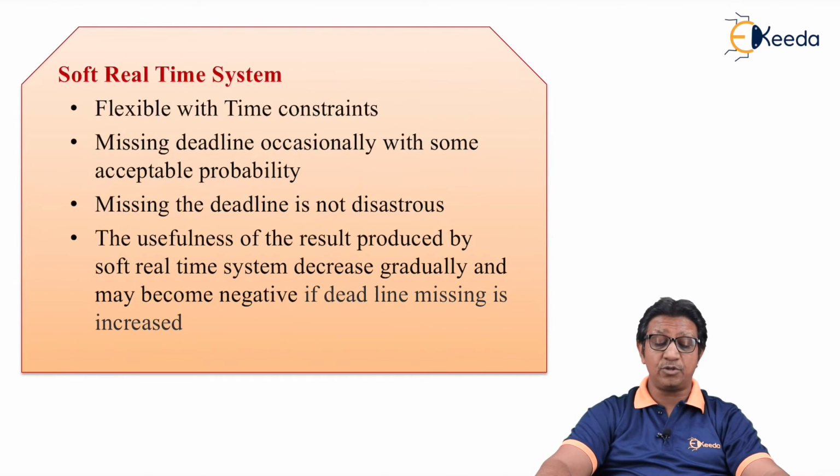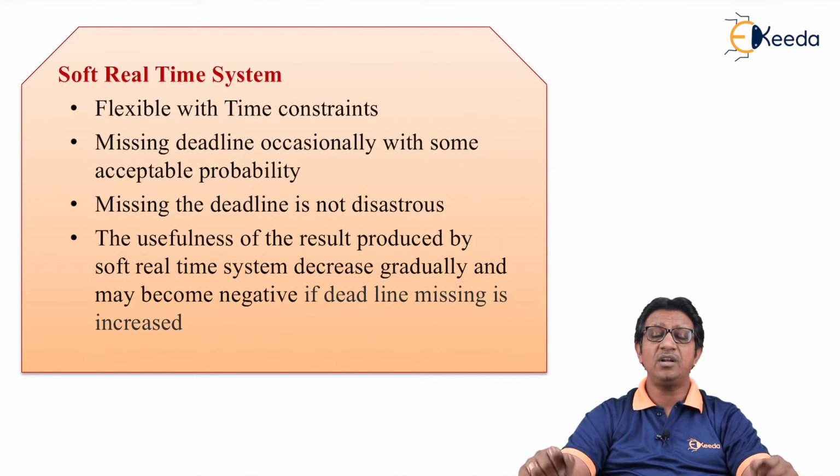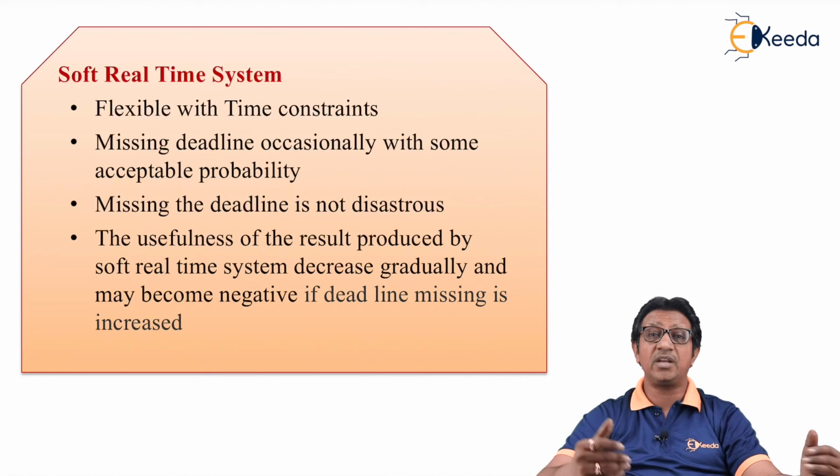The usefulness of a result produced by a soft real-time system may decrease gradually and may become negative if the deadline misses increase. In a soft real-time system, if there are multiple processes coming, if one process is delayed, then the second will be delayed, then the third, then the fourth, and what will happen at last? The complete system will go into negative time of the deadline. In the sense, its performance will go on decreasing gradually, not like in the case of hard real-time systems.